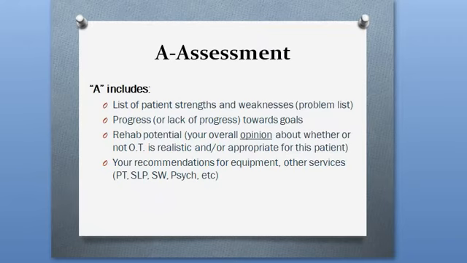So the A includes a list of patient strengths and weaknesses. It doesn't have to include all of this, depending on what you're working on. Progress or lack of progress towards their functional goals, that's usually always included. Rehab potential, your overall opinion on whether or not OT is realistic and appropriate for this patient. And that can be integrated in your progress. If you say the client is performing well towards long-term goals, has reached short-term goals 1 and 3, with potential to reach long-term goals, because those are usually integrated in the same sentence or two. And then it can also include your recommendations for equipment and other services.